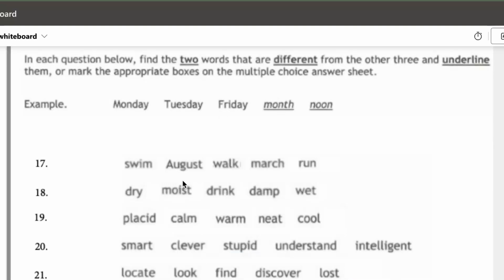For the next ones, we're finding out some odd words. I can see August already off the bat looks odd one out. And then when I compare swim, I can see these you all do on land. And then we get swim and August as odd one out.